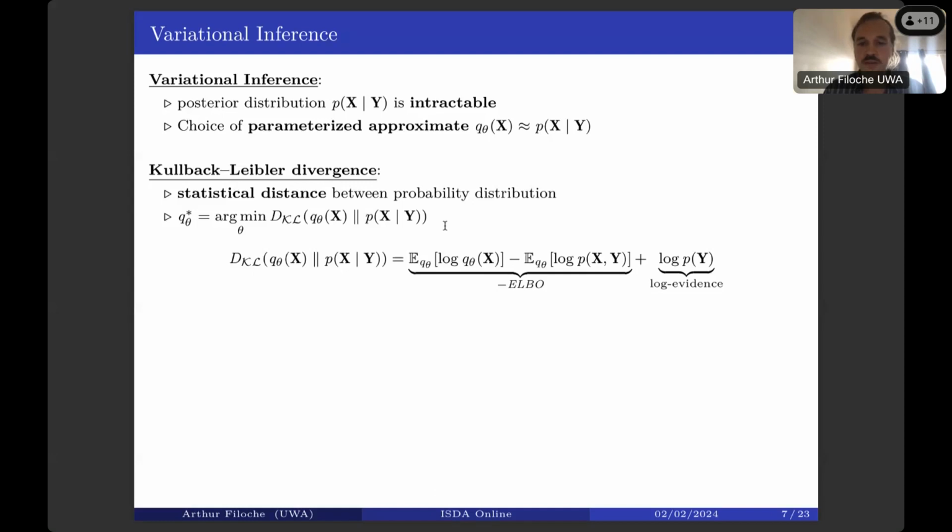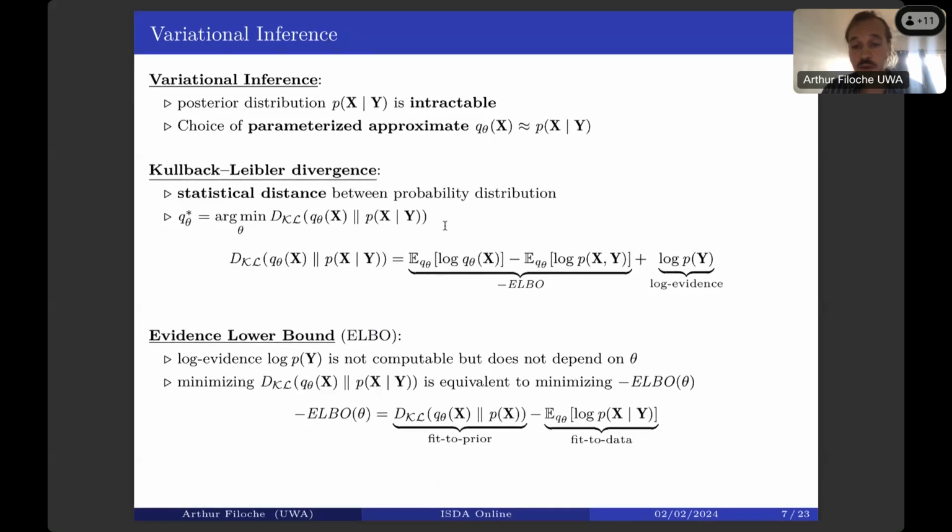And if you look at the expression below, you see that the log evidence appears, and this term is why in the first place the full posterior is intractable. But hopefully this term does not depend on the variational parameter. And minimizing this divergence is equivalent to maximizing the evidence lower bound, the ELBO. And it's worth noting that you can rewrite the ELBO in this way, to highlight a classical compromise between a term that wants to fit the prior and a term that wants to fit the data. And if you want to dig into this topic, I really recommend this review from David Blei. That is very informative.